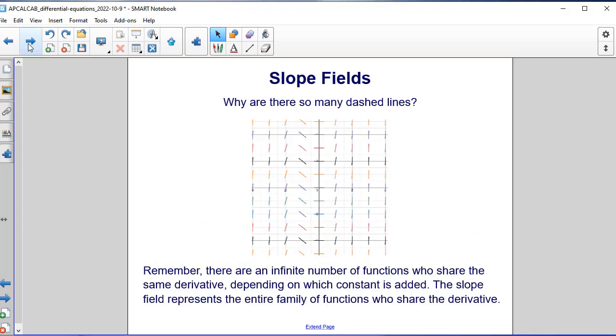Why are there so many dashed lines? As you can see in the graph in the center of your screen. Remember, there are an infinite number of functions who share the same derivative, depending on which constant is added. The slope field represents the entire family of functions who share the derivative.